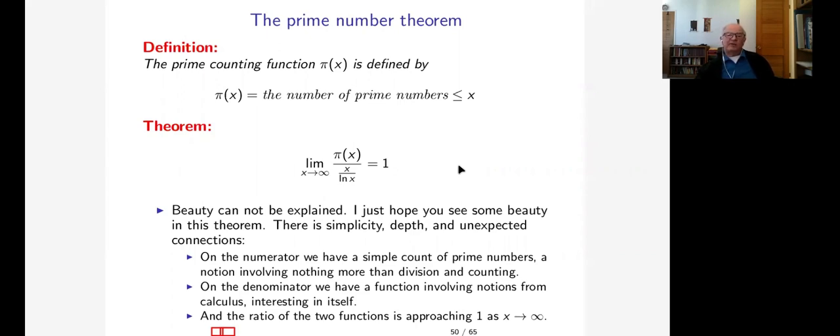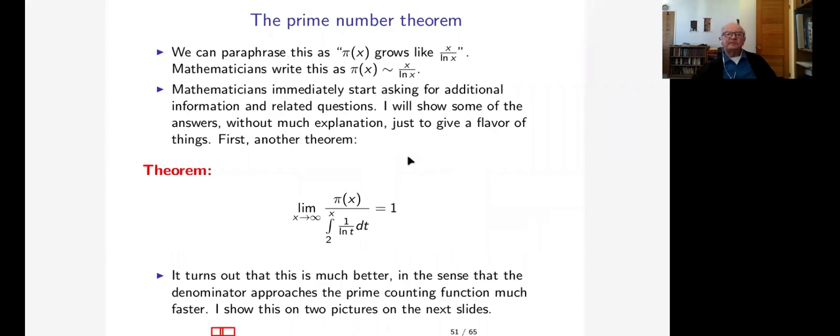I won't prove this. I will now just make comments, give examples, talk about it. But this was basically the aim of the lecture, to be able to make this beautiful statement. The way we phrase this, mathematicians say pi of x grows like x over log x. Sometimes we don't write equal, we put this triple sign, that it has the same growth as x over log x.